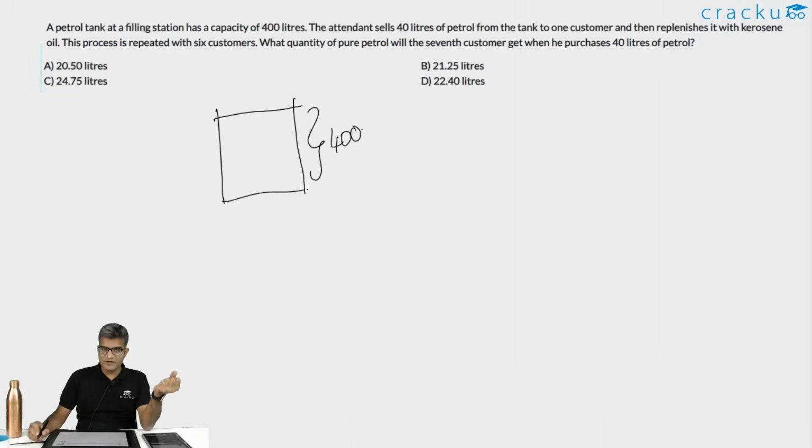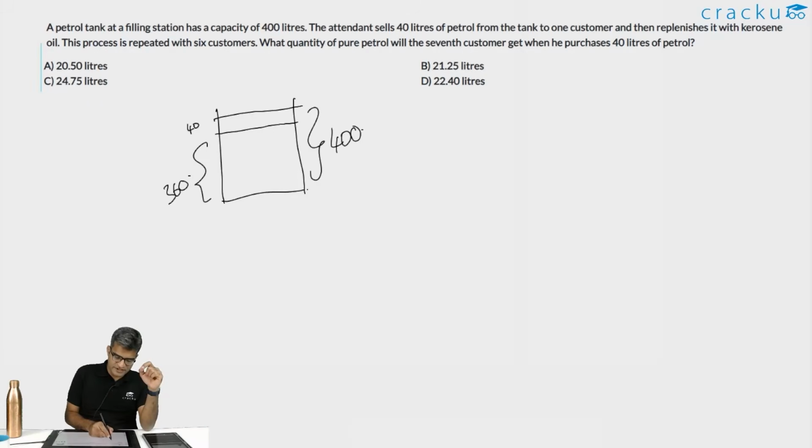First, he sells 40 liters of petrol. So he's left with 360 liters of pure petrol, and then replenishes it with kerosene oil. He puts in 40 liters of kerosene oil. This process is repeated for 6 customers. So the thing you should notice is every time a new customer comes, this solution will have 400 liters. The first time all the 400 liters were petrol.